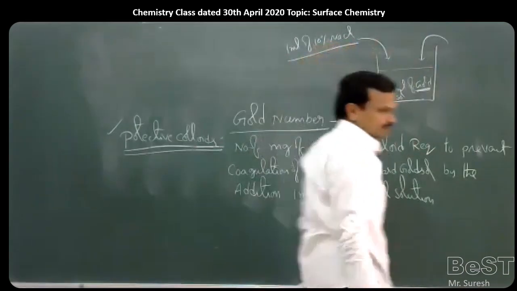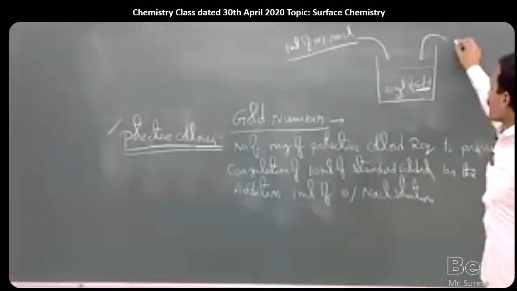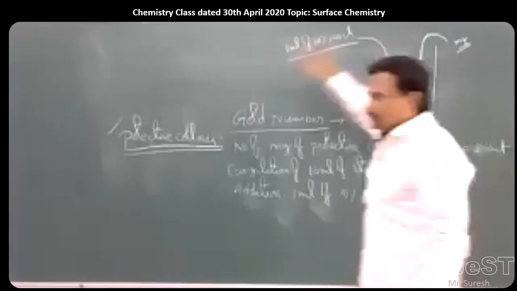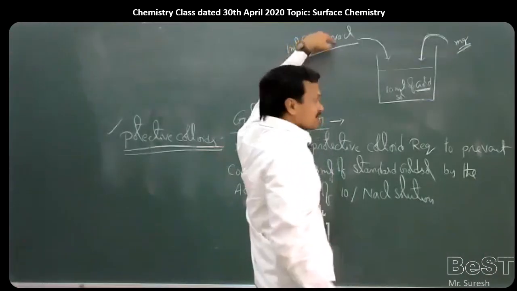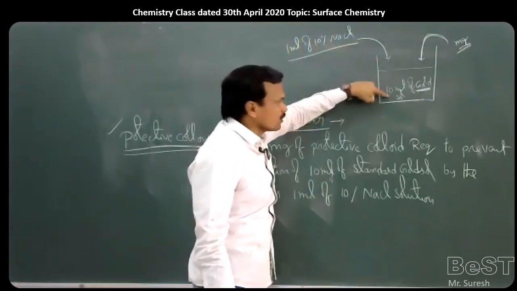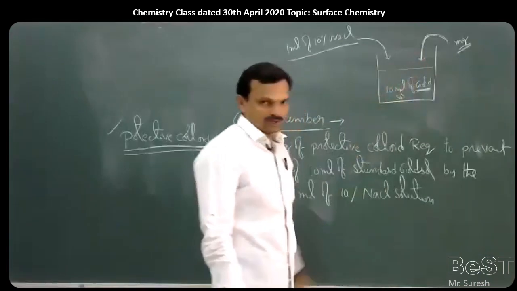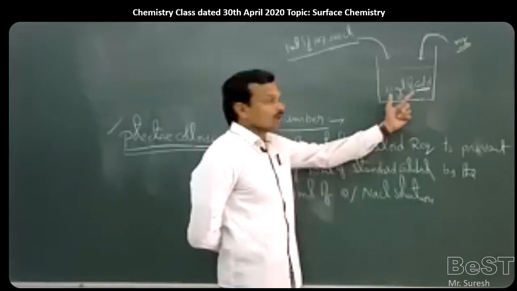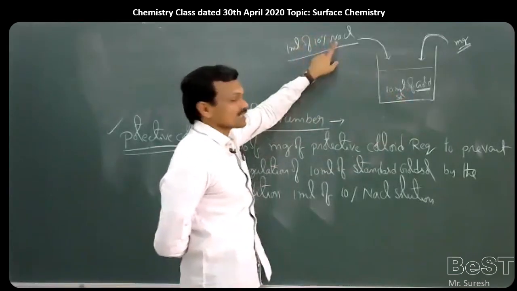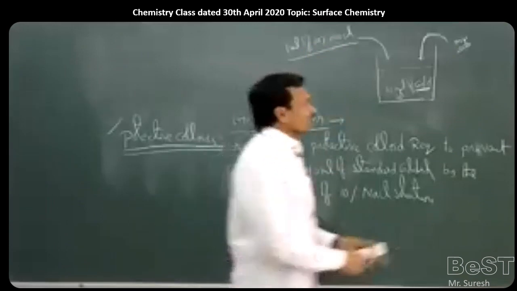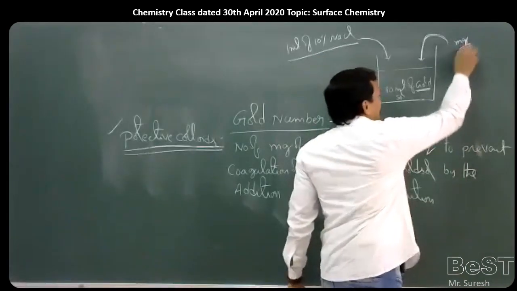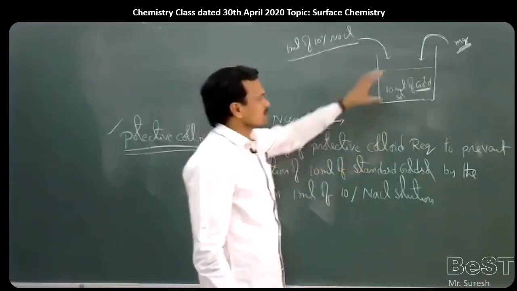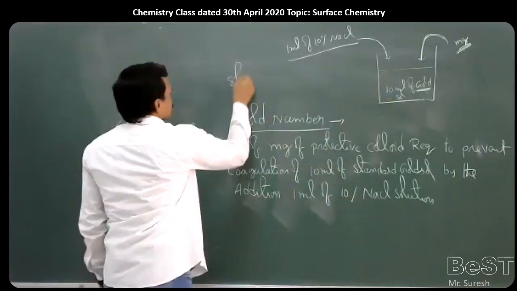Before adding this 1 ml of 10% NaCl solution to this gold salt, how many milligrams of protective colloid do we have to add? That is called gold number. See once again, 10 ml of gold salt I have taken. Before adding 1 ml of 10% NaCl, how many milligrams of protective colloid should be added to prevent coagulation? I'll take an example here, starch.